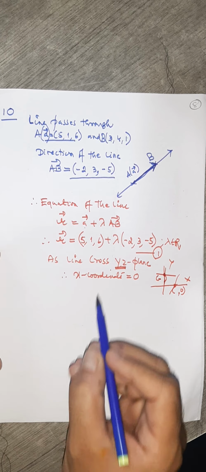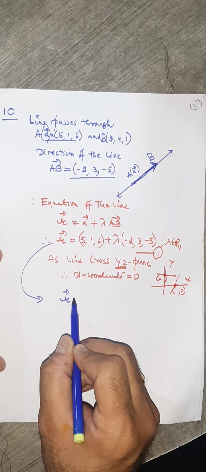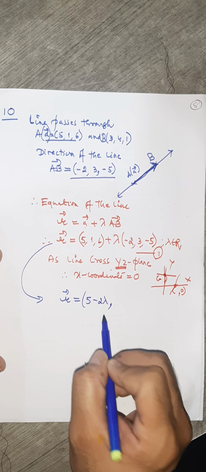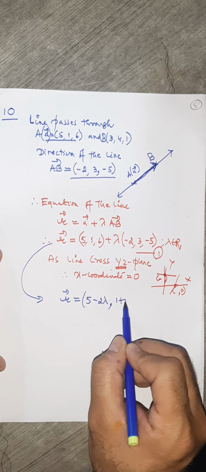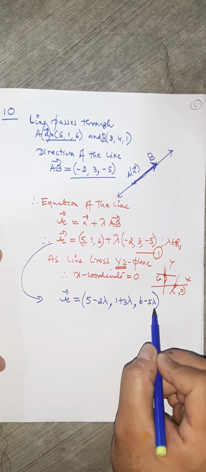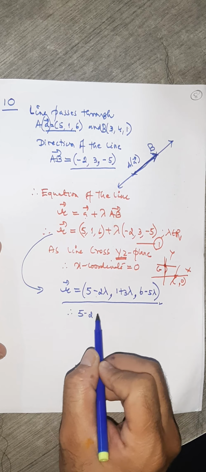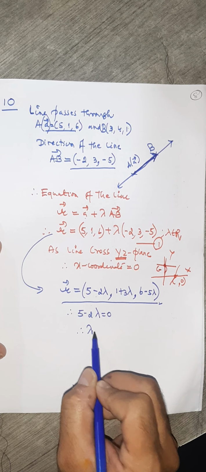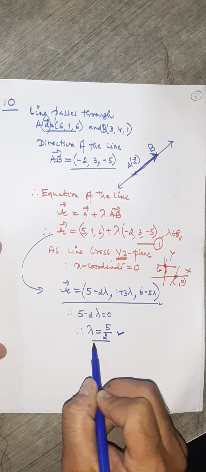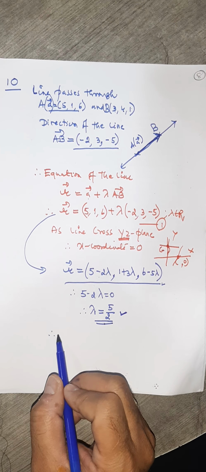Okay? So you can write the x coordinate from this. If I write in terms of components, you can write like this: 5 minus 2 lambda, comma, 1 plus 3 lambda, comma, 6 minus 5 lambda. Now the first must be 0. Therefore 5 minus 2 lambda must be 0. So you have lambda from this. What's lambda? It is 5 by 2. This is the lambda. Now we place this value over here, so we'll get the required point. You are asked the point, remember.